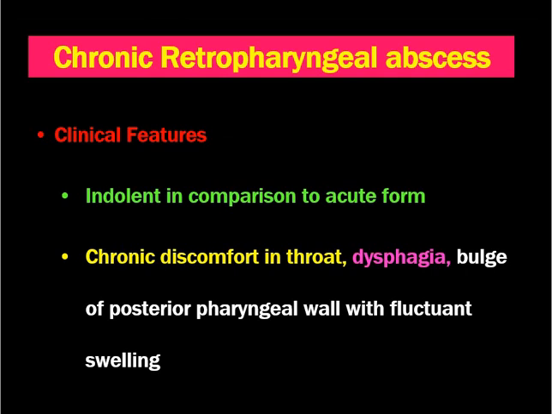aspiration. Coming to chronic retropharyngeal space abscess, the clinical features are that it is indolent in comparison to the acute form. So the patient may be dysphagic, but may take orally to some extent. The patient may be emaciated. The patient may have throat pain, dysphagia, and on examination, a bulge can be seen on the posterior pharyngeal wall with fluctuant swelling. So it may be an incidental finding while we do an X-ray soft tissue neck lateral view.